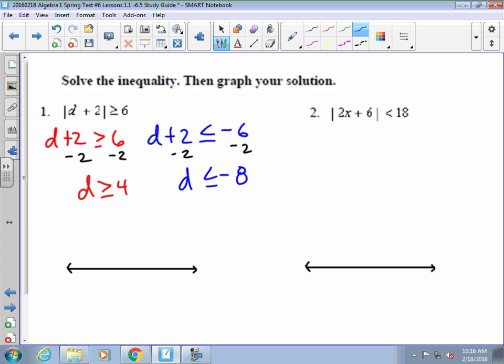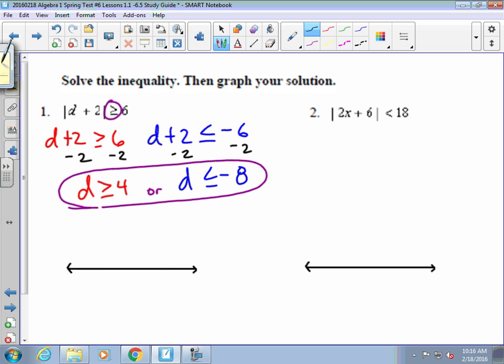D is greater than or equal to 4, and it's or. Anytime you have a greater than from the beginning, this right here, it's or. Another way you can determine it is when you graph it. I'll show you in a second. Or D is less than or equal to negative 8. When we graph both of those, we'll graph them on the same number line. You only need to include two numbers, the two numbers you're dealing with, negative 8 and 4. Remember, this is a negative number, so it'll be there, and 4 will be there.